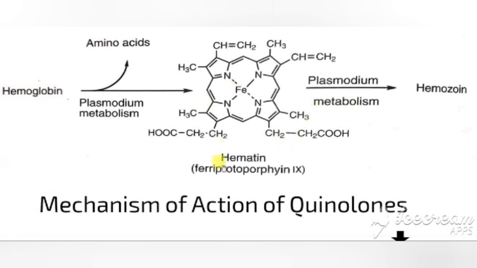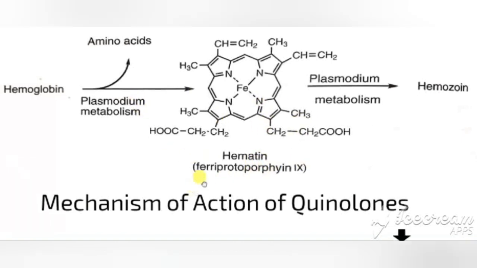Now if you are giving the drug, that is 4 aminoquinolines, that 4 aminoquinolines are binding with this hematin to form a drug heme complex. Because of this complex formation, it would not be metabolized to form hemozoin. So if it is not converted into hemozoin, there may be only hematin. So already we have seen hematin is toxic to the parasite and that causes death of the parasite. So that is the general mechanism of action of 4 aminoquinolines. We'll see that.